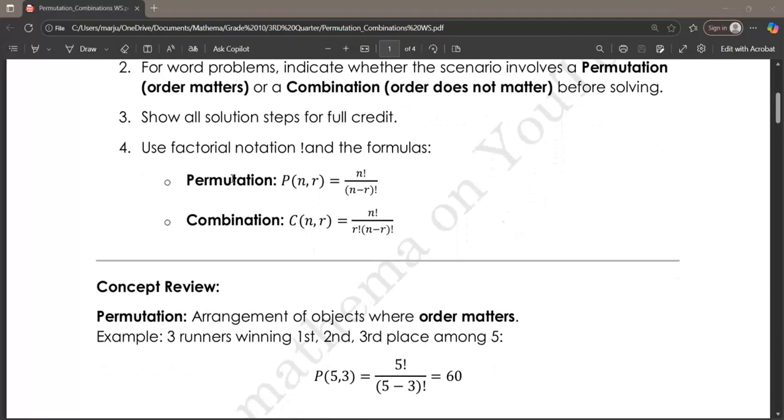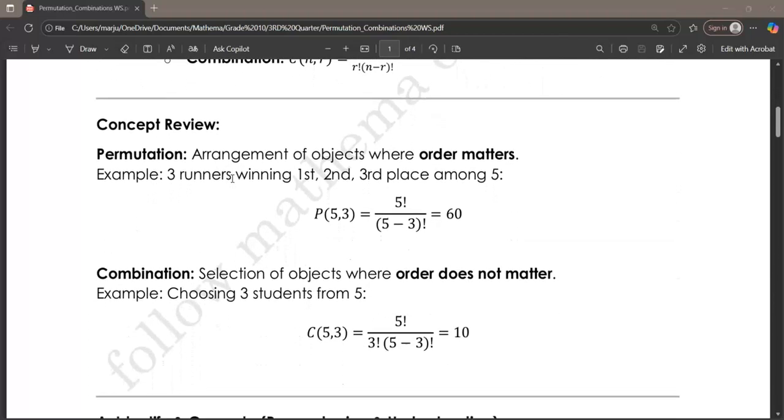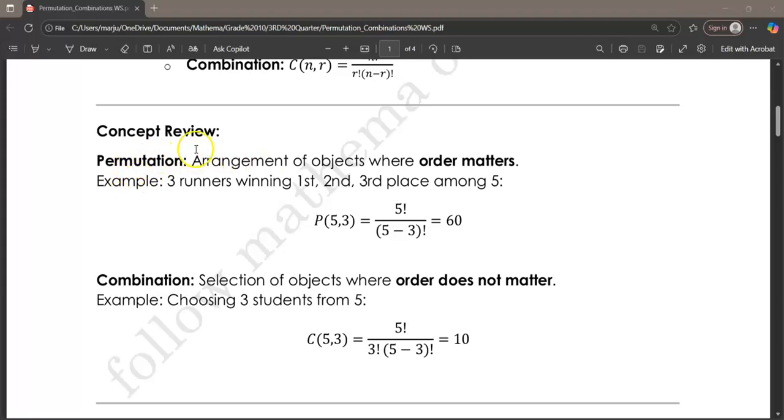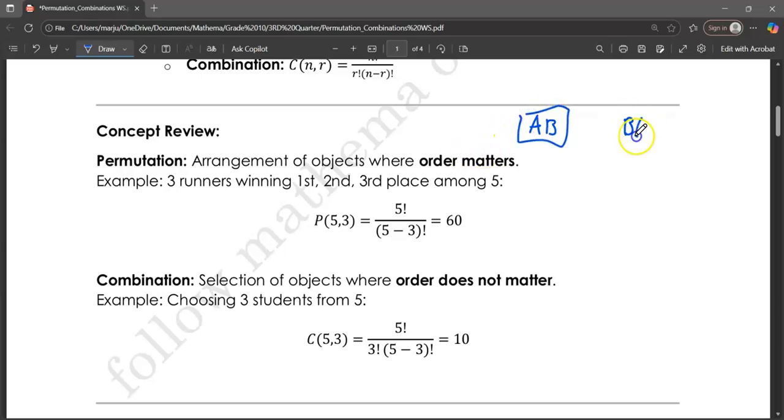So let's focus on the concept review. When we talk about permutation, always remember order matters, and it talks about arrangement. For example, I have here letters A and B. If I'm going to talk about arrangement, this is one arrangement. This is another arrangement. So I can arrange these letters A and B two ways. For example, three runners winning first, second, third place among five.